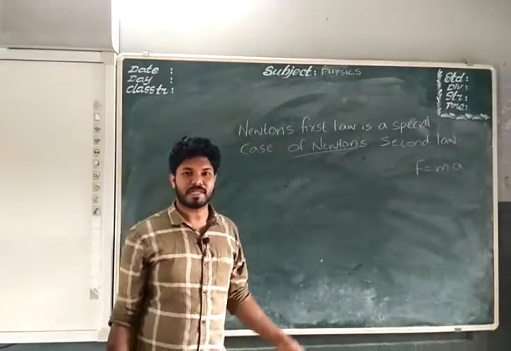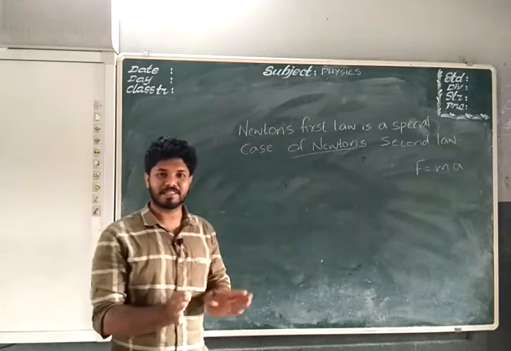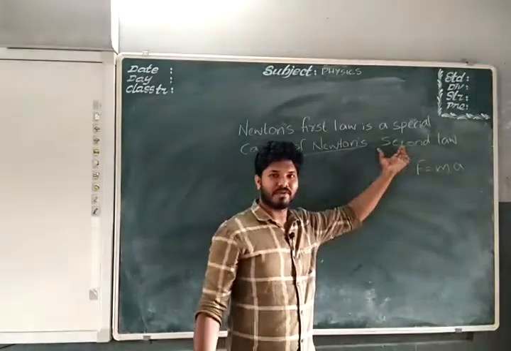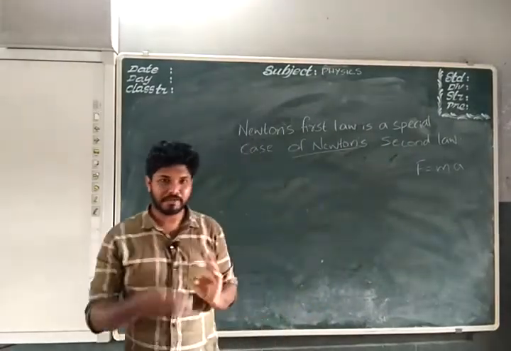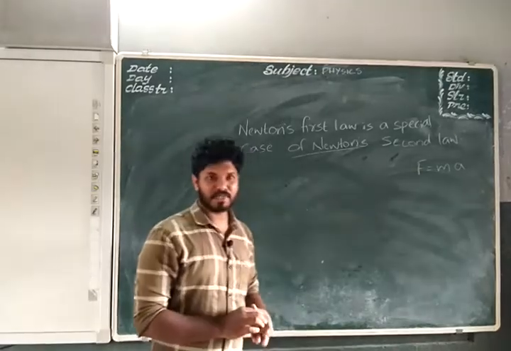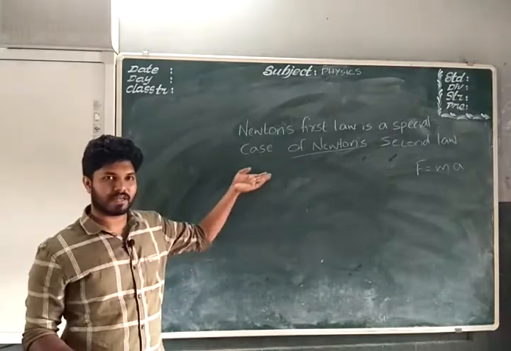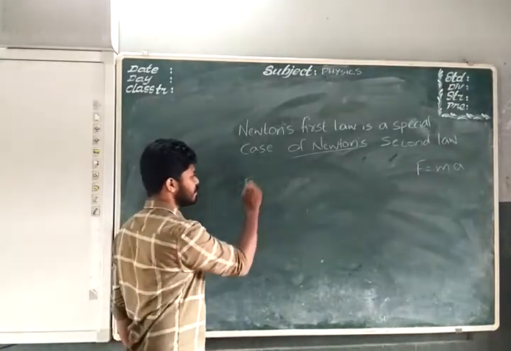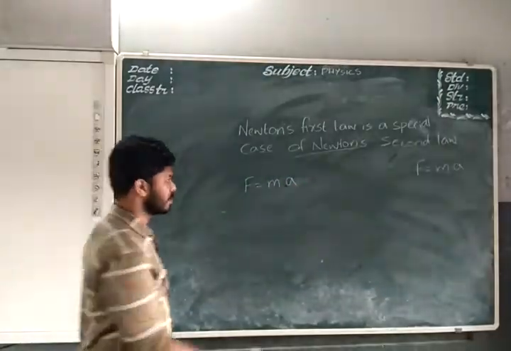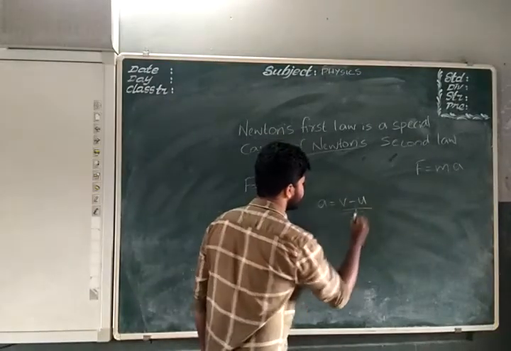Now sometimes you will be asked to write Newton's first law, not stating Newton's first law, but write Newton's first law based on Newton's second law. So from Newton's second law you have to derive Newton's first law. For such type of questions, firstly you have to write, we know according to Newton's second law we have the equation F is equal to m into a. Here a is equal to v minus u divided by t.